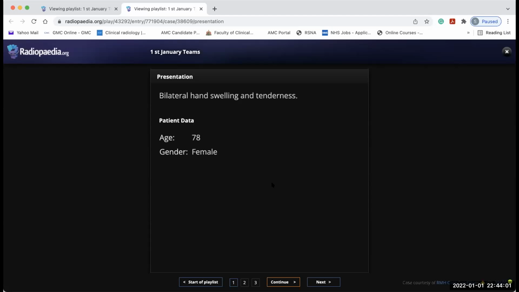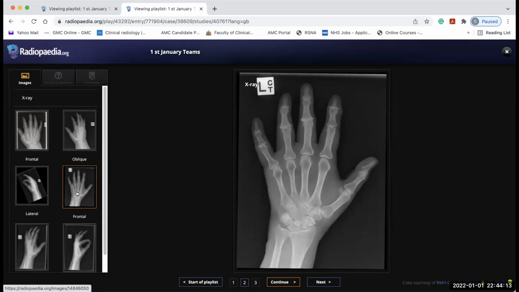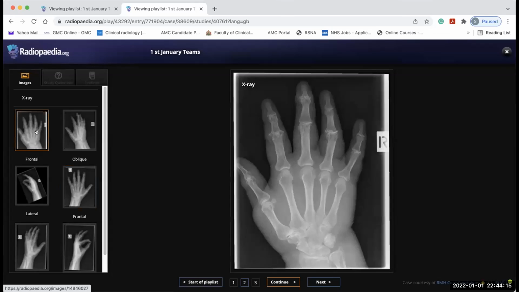This is a history of bilateral hand swelling and tenderness in a 78-year-old female. So this is the frontal radiograph of the right hand, and this is the frontal radiograph of the left hand.